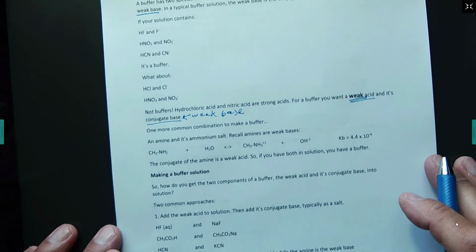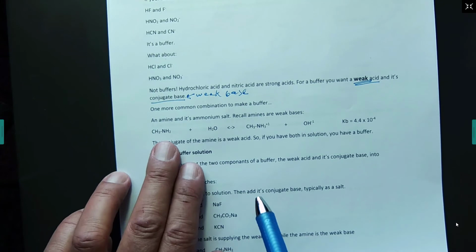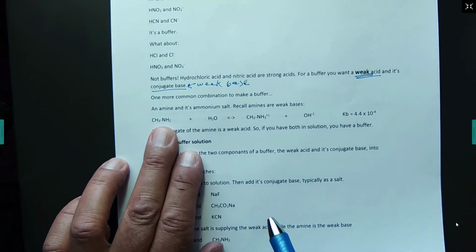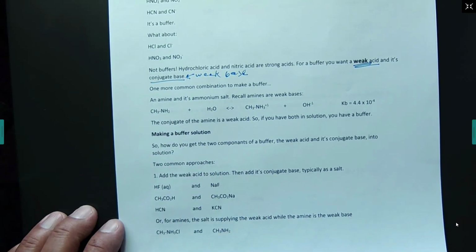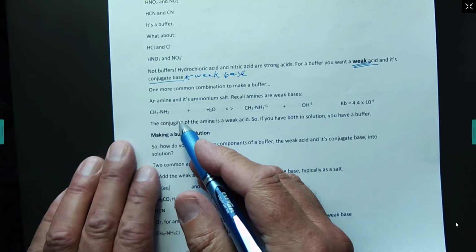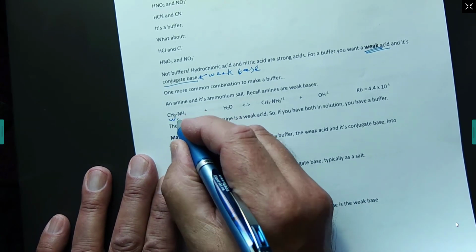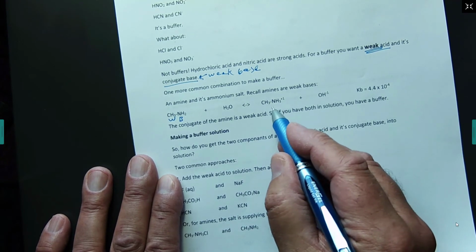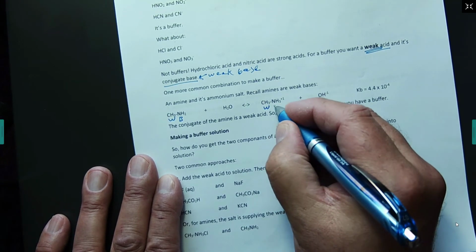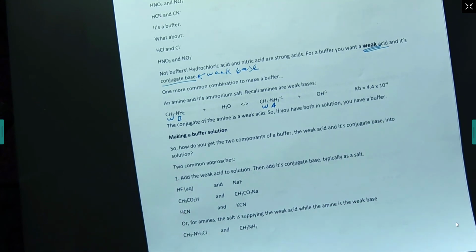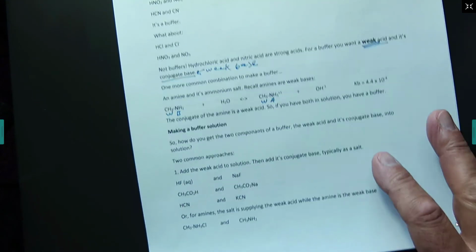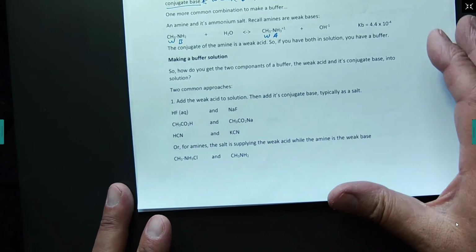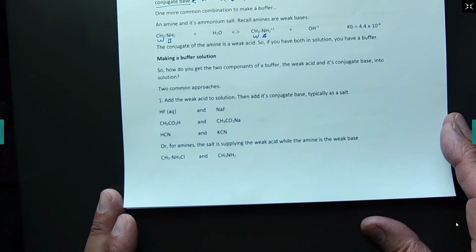Another thing that's used to make a buffer, if you have an amine and its conjugate acid, it's a buffer. So remember, the amine here is a weak base. His conjugate is a weak acid. So if you put both of those in solution, you got a buffer. Now, making a buffer, you got to mix up a buffer. 2 approaches to doing that.